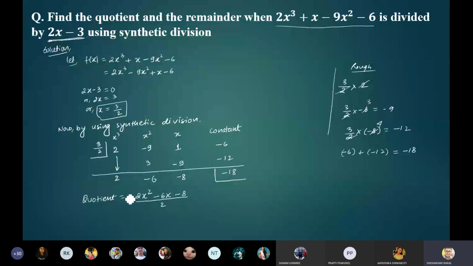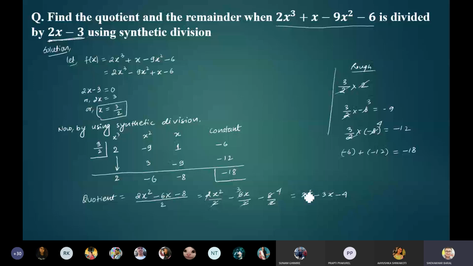So let me divide it further. 2x square minus 6x minus 8: 2x square by 2, minus 6x by 2, minus 8 by 2. I have done it with the simple process. You may do it by taking common also. 2 and 2 cancel. 2 times 3 is 6, 2 times 4 is 8. So the quotient will be x square minus 3x minus 4.